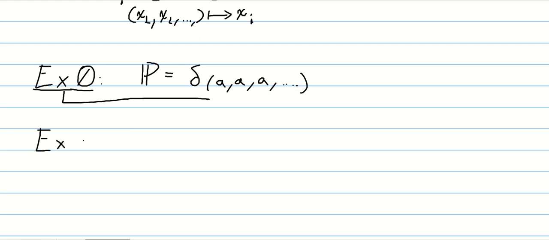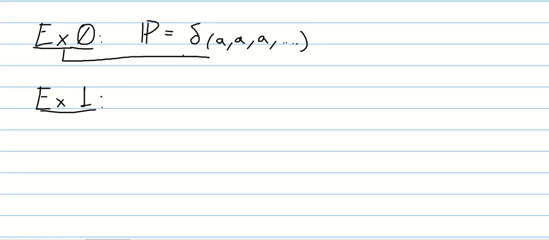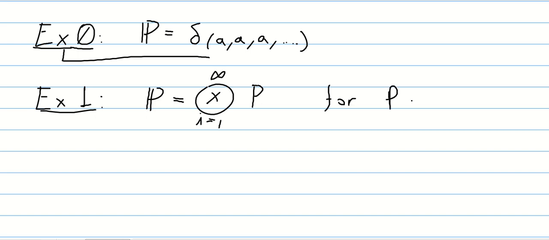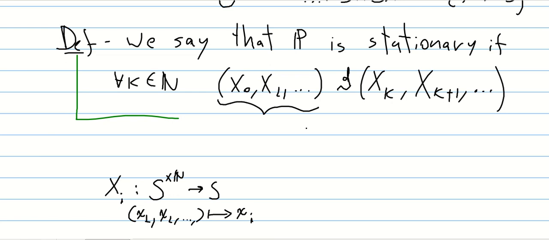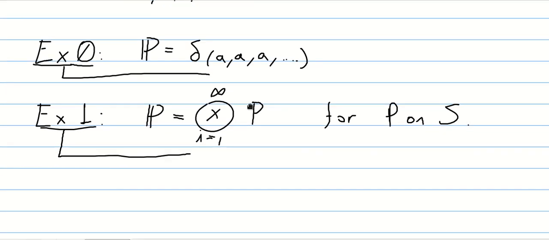Example one is already much more interesting. This is already giving us a lot of what we're going to talk about in the future. P could be a product measure. We just take an infinite product of other probabilities on S. If this is an IID product of probabilities on S, then boldface P is going to be stationary. The reason is, when you look at these canonical projections, this is IID with distribution P, this is IID with distribution P, so there is no change here. They have the same distribution.